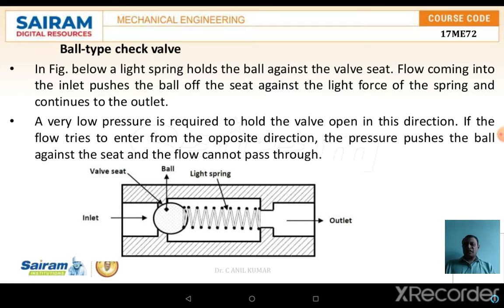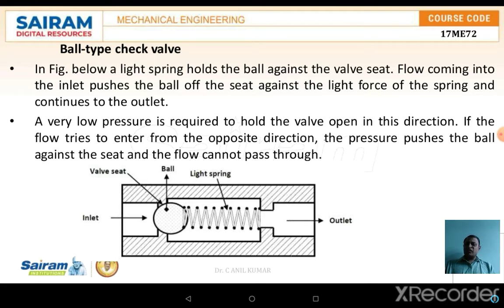The first one we are discussing is the ball type check valve. The figure shown below is a light spring loaded ball against the wall seating. The flow coming into the inlet pushes the ball from the seat against the light force of the spring and continues to the outlet. A very low pressure is required to hold the valve open in this direction.